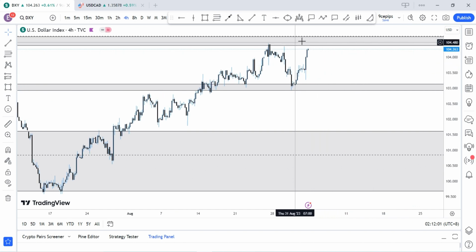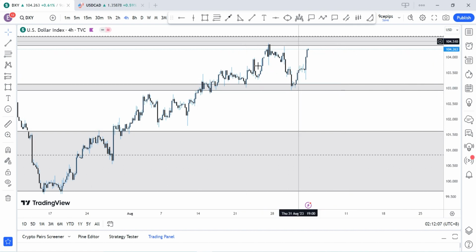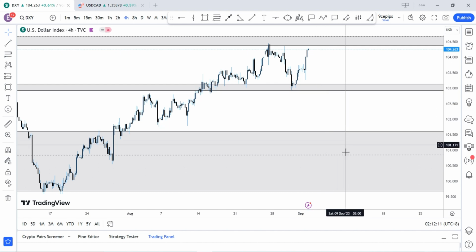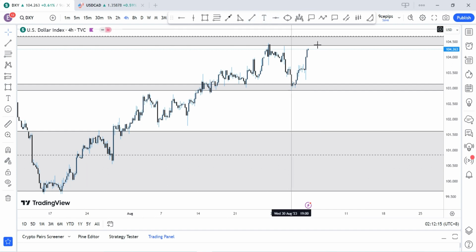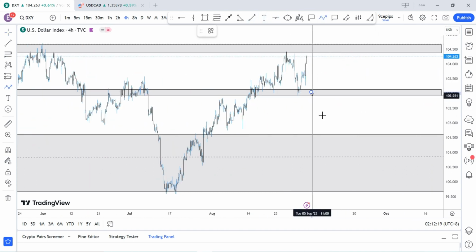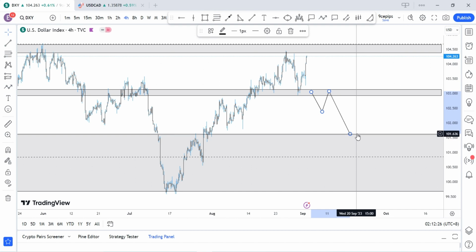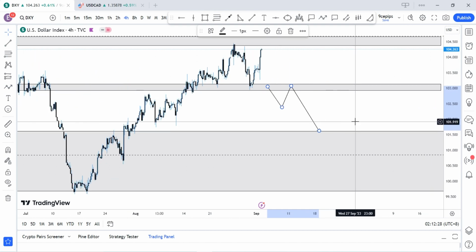Other than that, if we get a good rejection around this region, then we might anticipate price to continue sales. Then if we have good volatility this week, a break of 103, then I'll anticipate price movement to the downside. That being said, let me put it into perspective. So a break of price here, retest, then I'll be anticipating price to continue to the downside, maybe retesting these regions of 101.50 or 102.